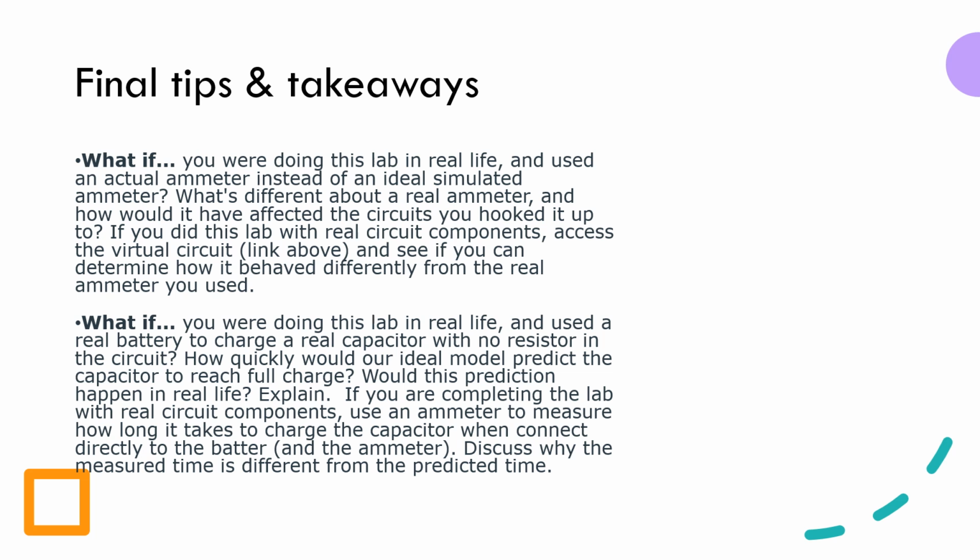And for the next one, if you were to do the lab in real life and used a real battery to charge a real capacitor with no resistor in the circuit, how quickly would our ideal model predict the capacitor to reach full charge? Would this prediction happen in real life? If we did have a resistor, we would expect it to go a lot more slowly than without a resistor, due to the fact that, of course, the flow is impeded slightly.